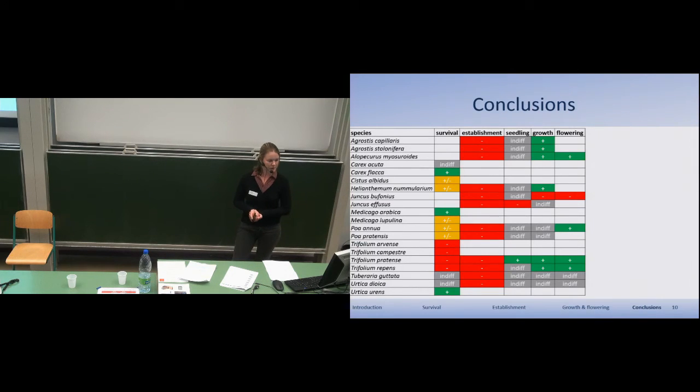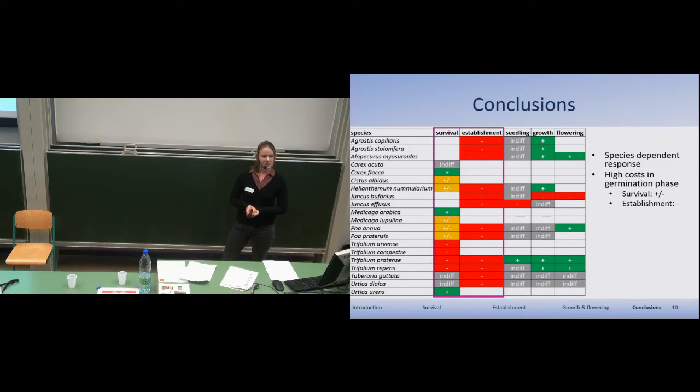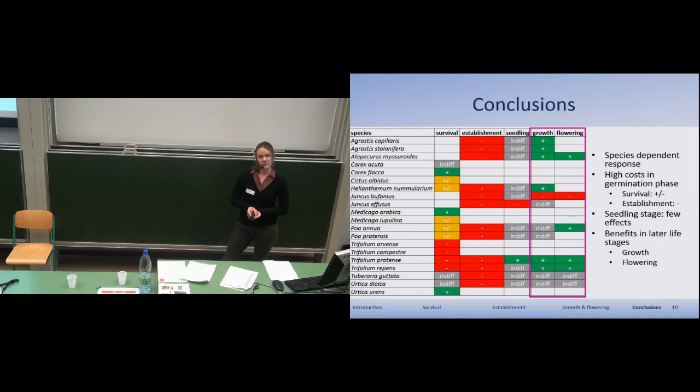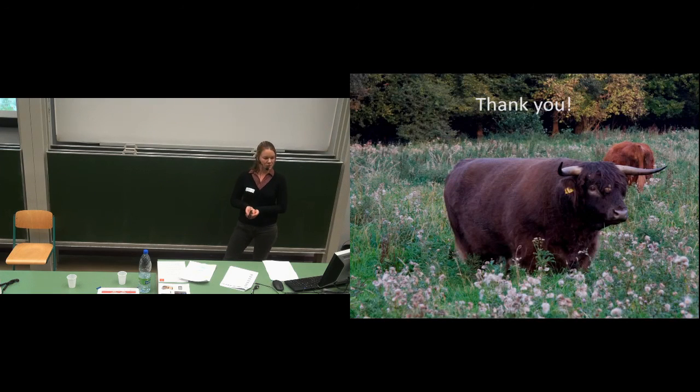So to summarize, I present you the list of species that I tested in the several experiments that I conducted. And we see a clear species-dependent response. So we see a high cost in the germination phase, especially in the establishment phase in dung. In the seedling phase, we see few effects, while we find major benefits in later life stages of growth and flowering. So I thank you all for your attention.